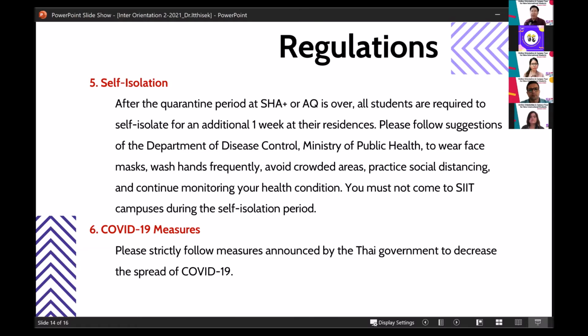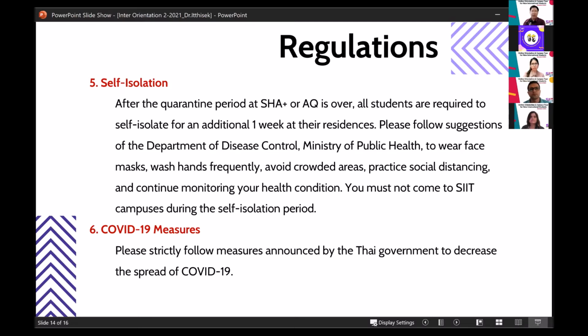But for safety also, we ask that after you finish your quarantine, you self-isolate for an additional 1 week. In particular, during this period of self-isolation, you should not come to the campus. During this time, we suggest that you follow all of the suggestions of the Department of Disease Control and the Ministry of Public Health, such as wearing a face mask, washing your hands, avoiding crowded areas, etc. I think in the second year of the COVID era, we are used to these kinds of measures by now.